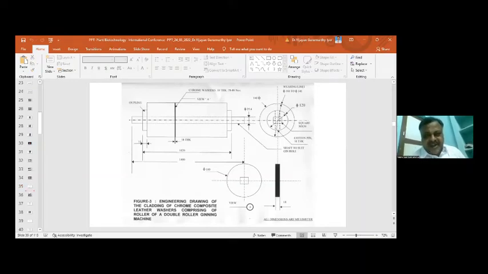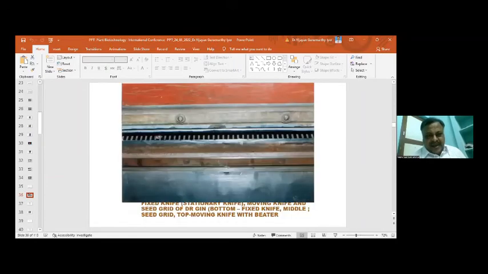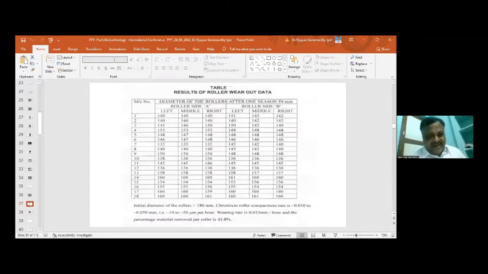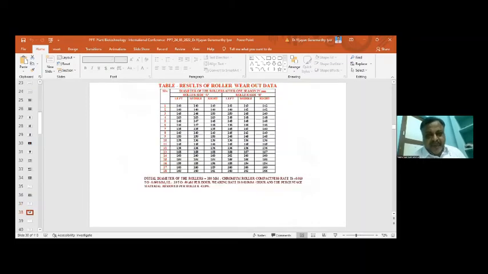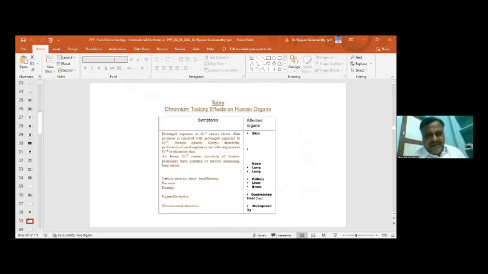This is the engineering drawing of the CCLC roller. This shows the seed grid, and the beater beating the seed cotton to remove the fiber from the seed, and the roller wear investigation has been carried out. The roller reduced to about 40 mm, with nearly 50 microns per hour contaminating the lint cotton. The percentage of material removed from the roller is 43.8%, and the roller wear data have been investigated.